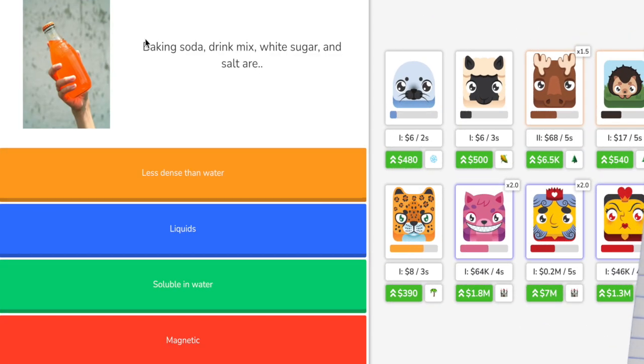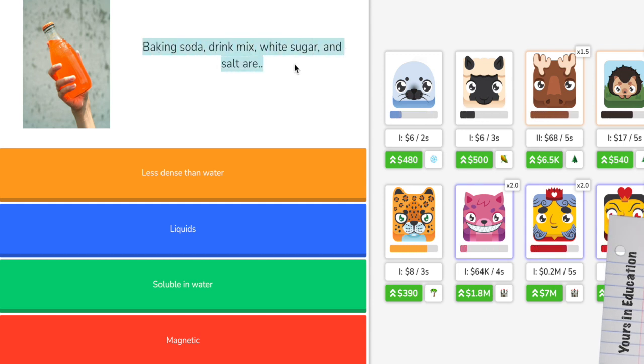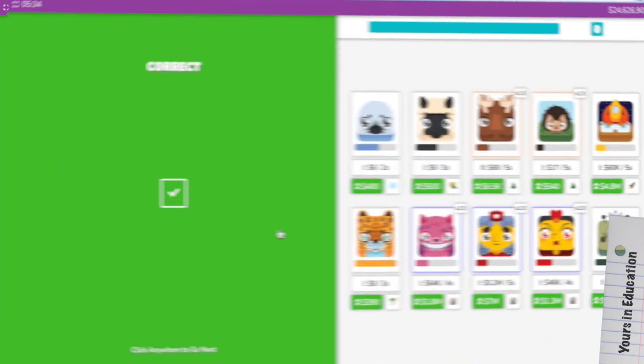Always check all the answers because sometimes there are tricks. Baking soda, drink mix, white sugar, and salt are less dense than water. It doesn't say anything about floating. No, they dissolve in liquids. No, they're powders. Soluble in water. Drink mix, white sugar, and salt. Yes, definitely.